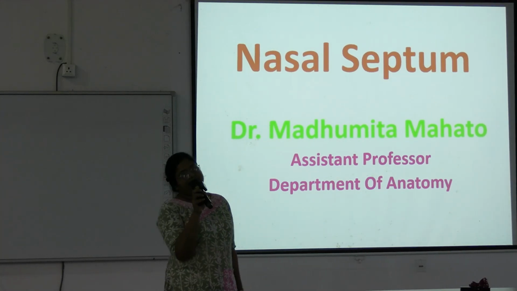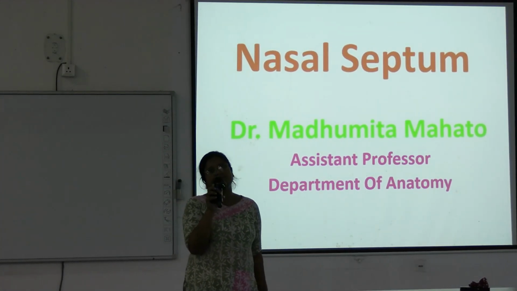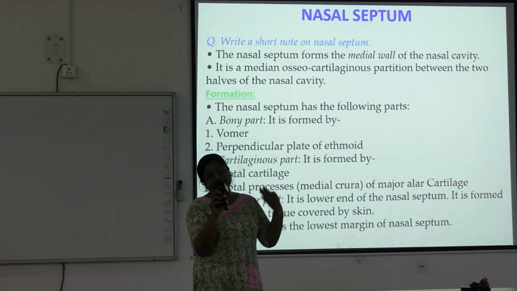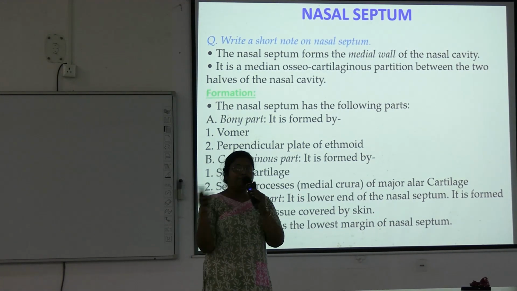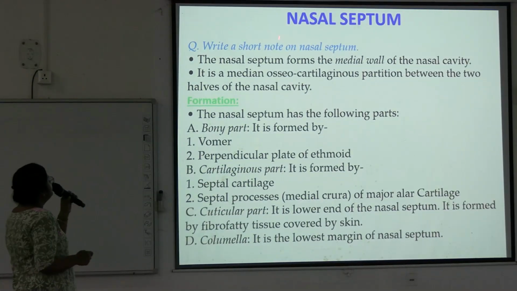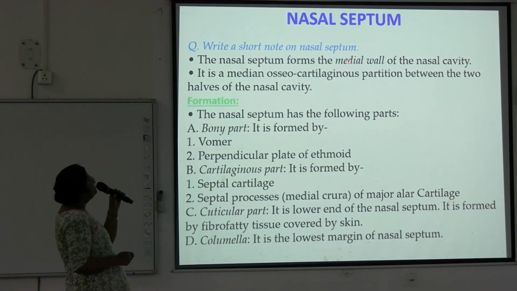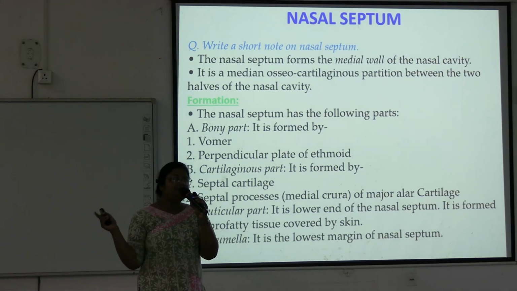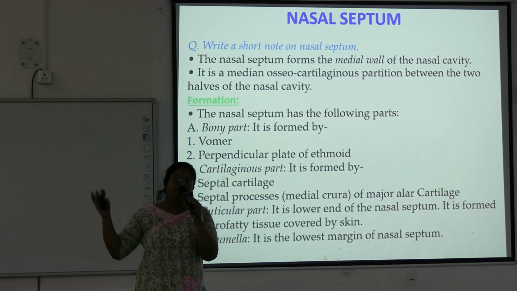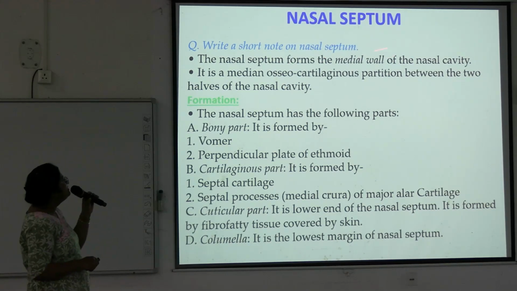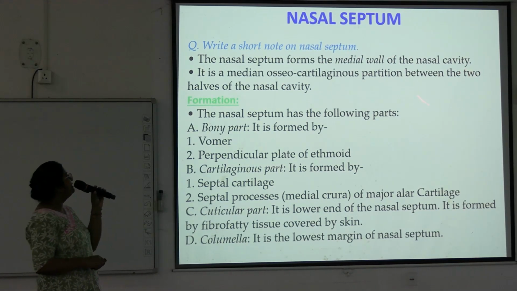So, today's topic will start with the nasal septum. You have seen the nasal septum in your head and neck viscera also. It will separate the two nasal cavities. The nasal septum forms the medial wall of the nasal cavity. In the lateral wall, you have seen the turbinates and the different meatuses, and this nasal septum will form the medial wall of the nasal cavity.